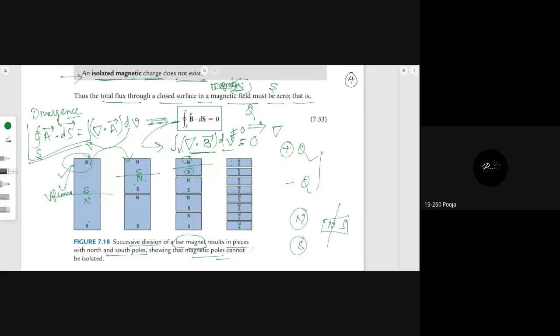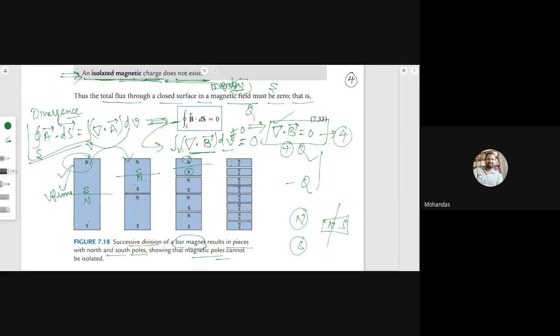Del dot B equal to 0. This is Maxwell's fourth equation in static field. What is the meaning of del dot B equal to 0? The physical meaning of this is that an isolated magnetic charge does not exist.